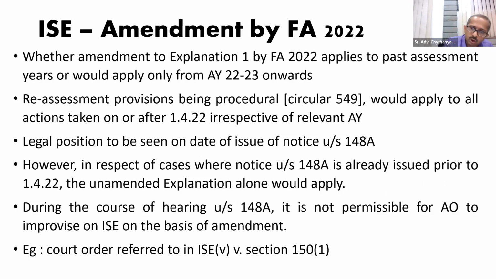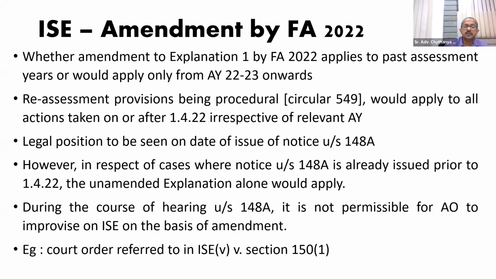That means what? For all the notices under 148A that have been issued prior to 1/4/2022, the unamended Explanation alone would apply. So the information flag, the final objection of C&AG alone would apply. The other three items which have been added would not apply if the notice has been issued prior to 1/4/2022, because there is an inherent duty with the AO that along with the notice, he has to give you the information.